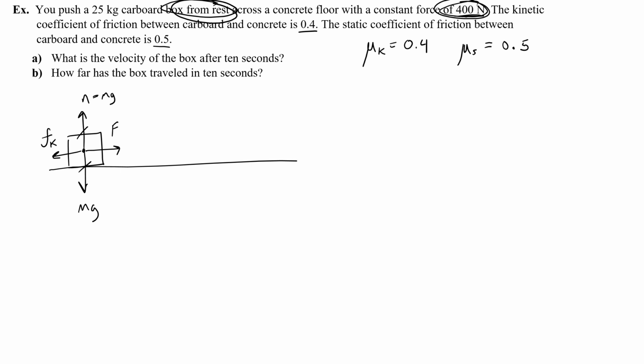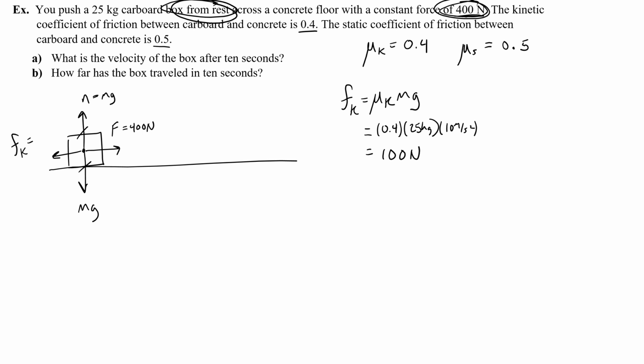Okay, so we know that the applied force is 400 newtons. Now I can figure out what that force of kinetic friction is equal to. The force of kinetic friction is equal to the coefficient of kinetic friction times the normal force, which again, we already discussed is equal to the weight, or mg, in this problem. So now I can plug in these numbers: 0.4 times 25 kilograms times 10 meters per second squared, which is 100 newtons.